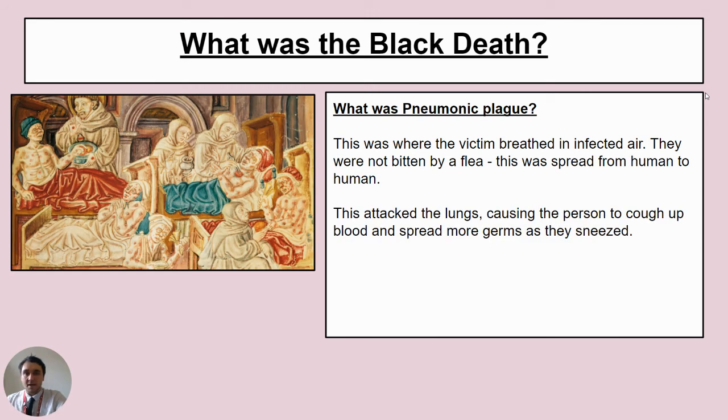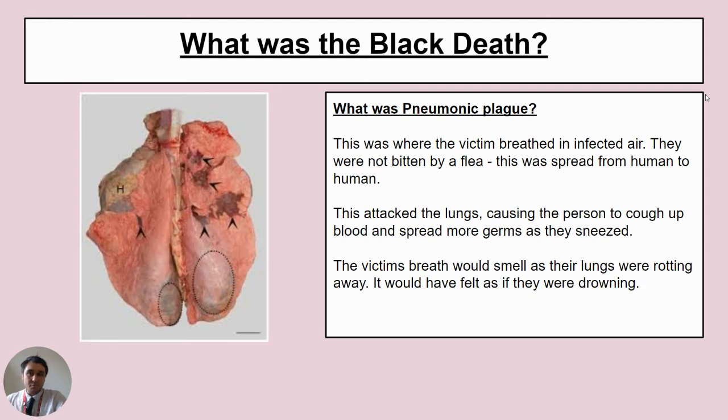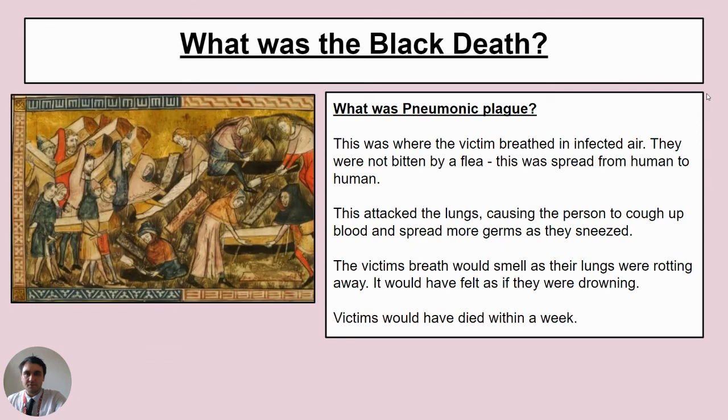Now, the pneumonic plague affected the lungs. It causes the person to cough up blood, spread more germs as they sneezed, and the victim's breath would smell. I mean, it smelled anyway because there wasn't toothpaste back then, but it would really start to smell. And the reason for that is because the victim's lungs would be starting to rot away as a result. It would have felt like they were drowning very slowly, an incredibly painful death. And the victims would have died within a week.